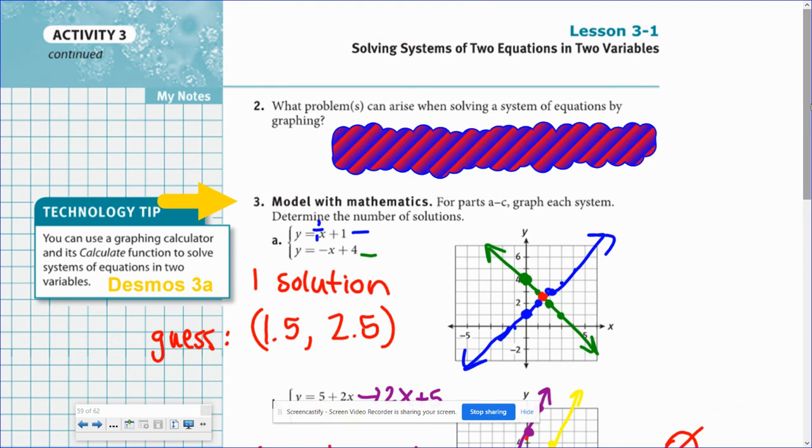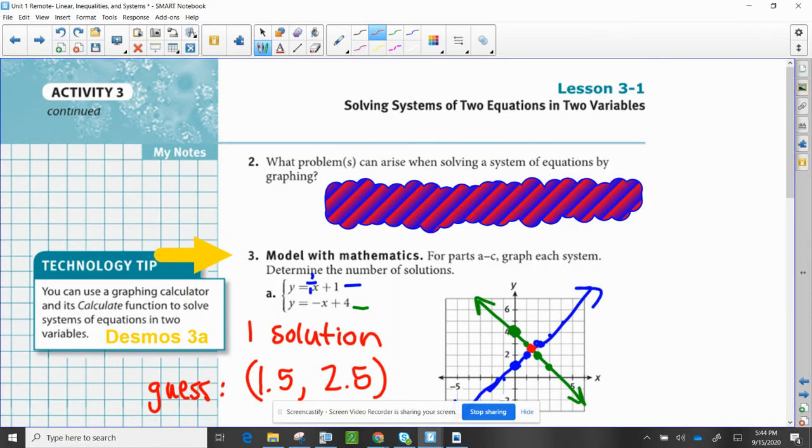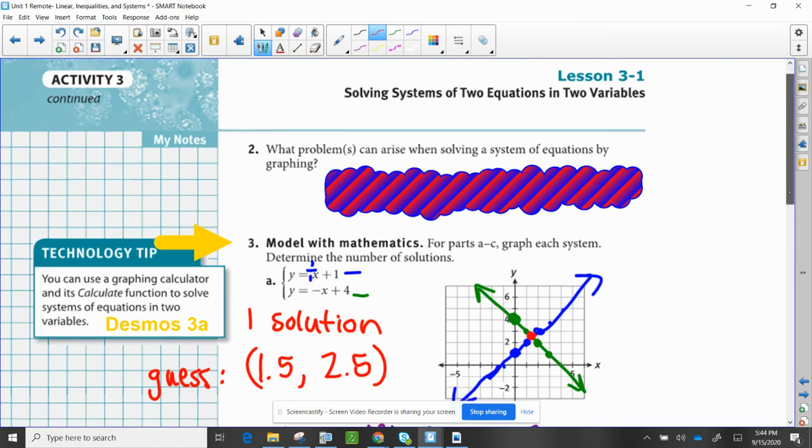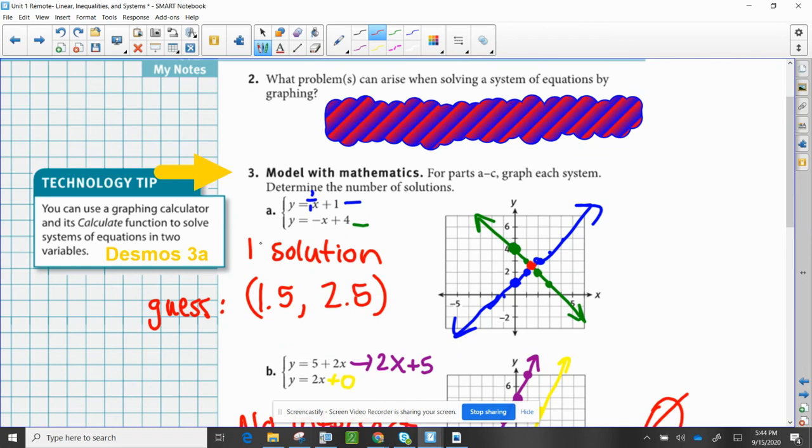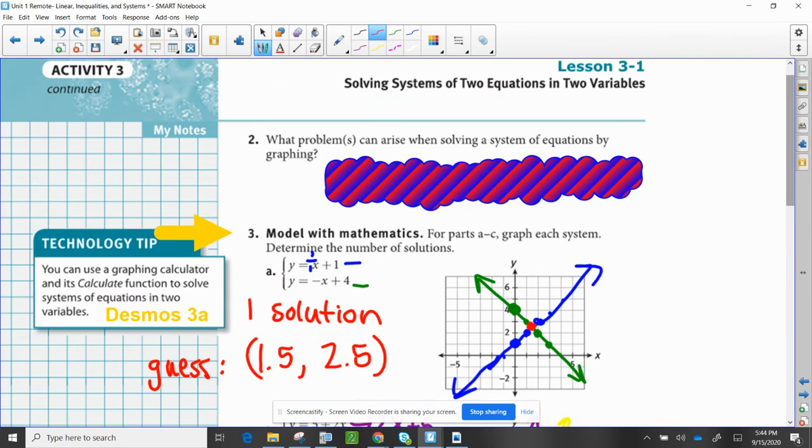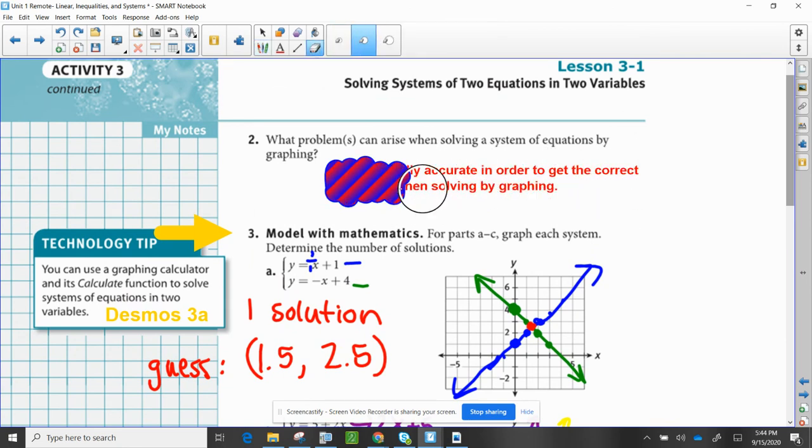Now, coming back to question 2, it says, what problems can arise when solving a system of equations by graphing? So we kind of saw an issue here when we did example 3a, because when I graphed those, okay, remember I didn't actually know where the point was, I took a guess. So the issue we have with solving by graphing is we have to be really accurate when we graph it. So we have to have really straight lines, okay, and making sure we're plotting our points and our lines very accurately in order to get that correct intersection point.